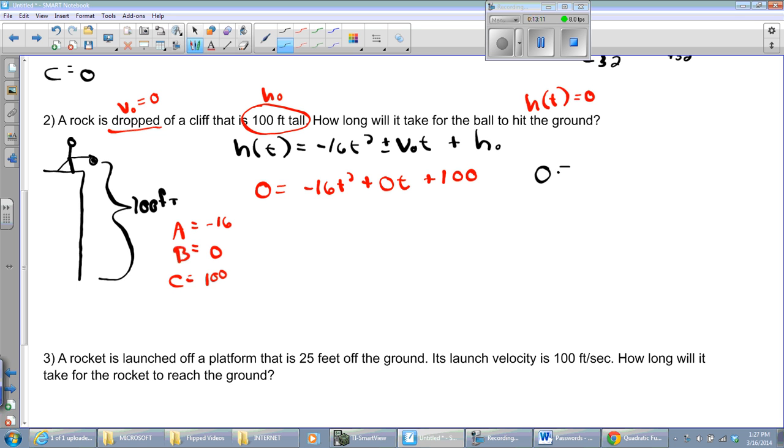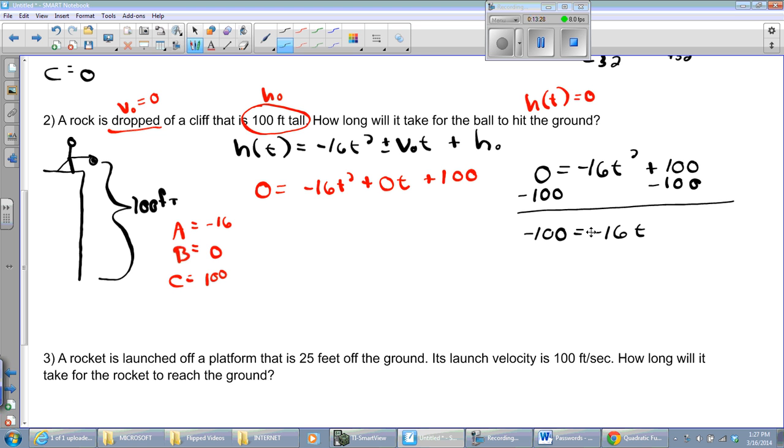I'm going to rewrite it like that. I'm going to subtract 100. Negative 100 equals negative 16 t squared. Divide by negative 16. Okay, and so I'll have t squared, which will equal 100 over 16.